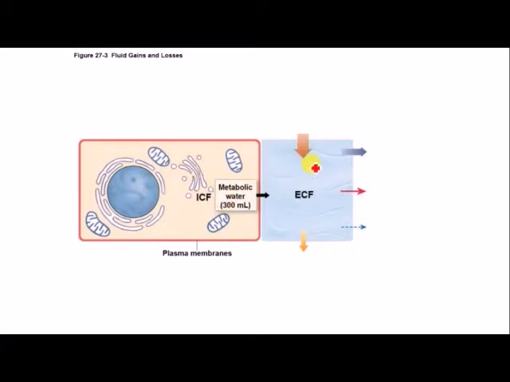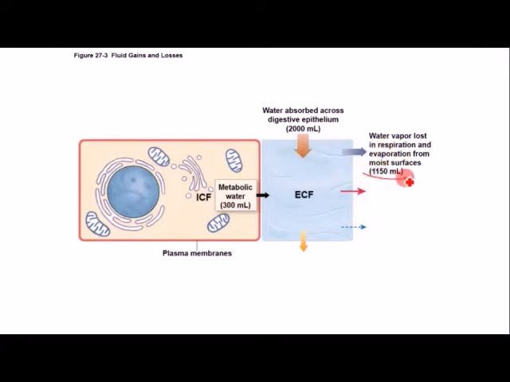We also have water that is taken into our body by eating and drinking. Water loss basically takes place in respiration and evaporation from moist surfaces. So we see about 1,150 milliliters is lost through respiration and evaporation from our surface areas. We also lose some water in our feces, about 150 milliliters.